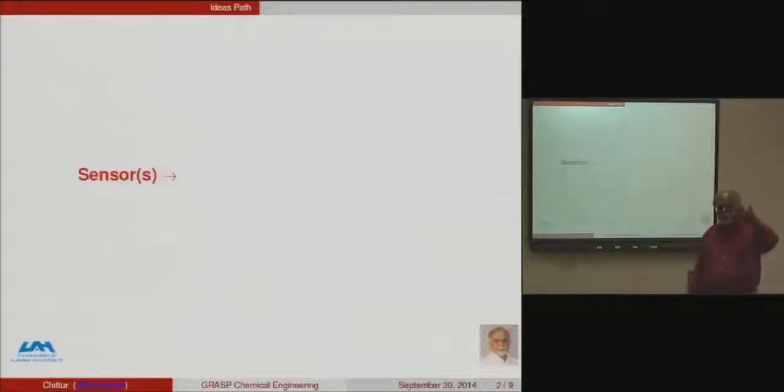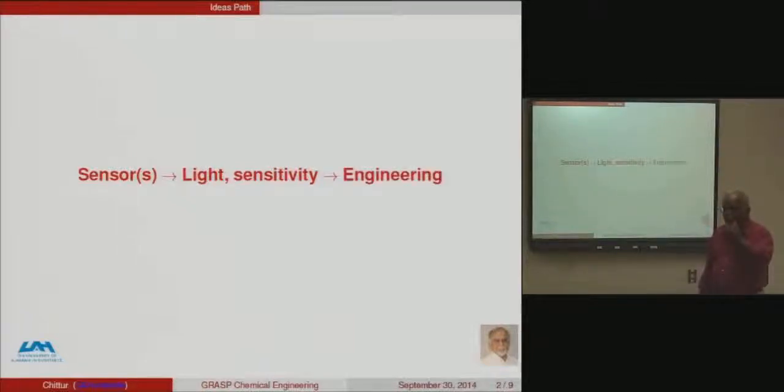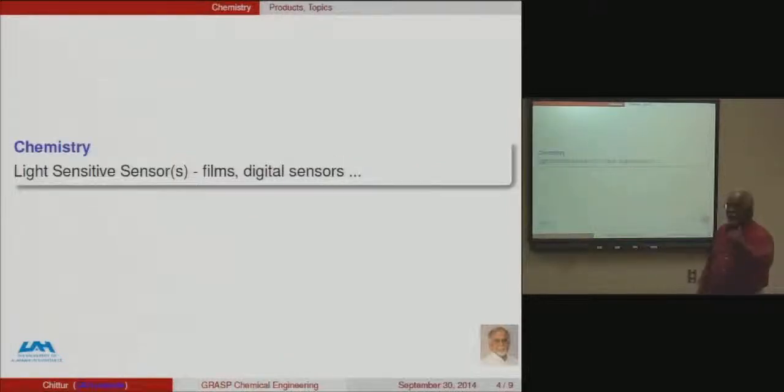So we're going to look at some sensors. We're going to ask the question, what are some of the chemical and physical principles behind the sensors and the role of engineering in making those sensors possible. So we talk about light-sensitive materials.